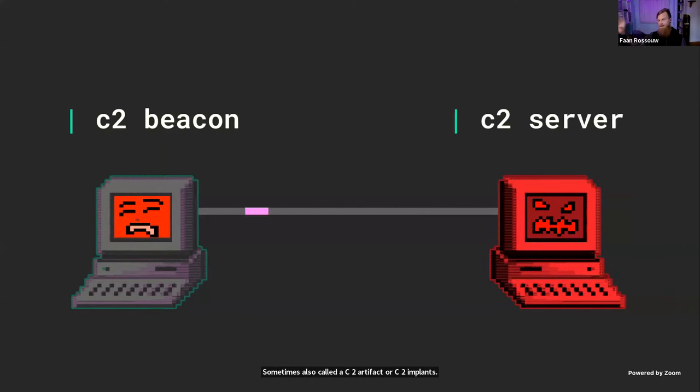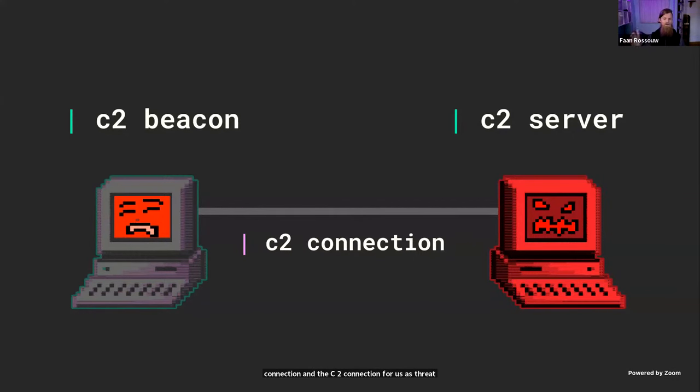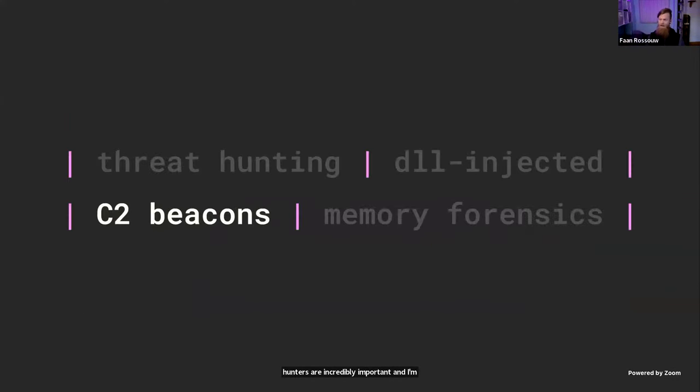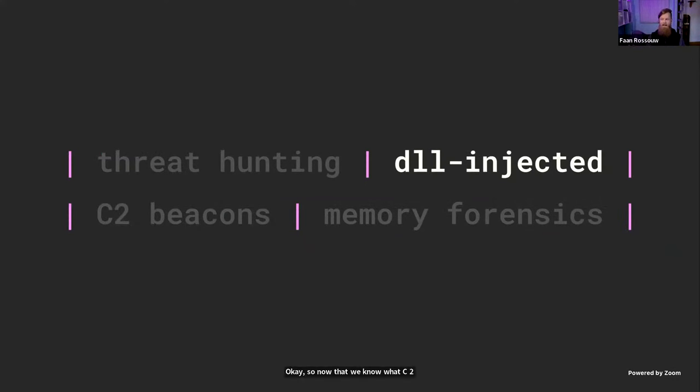And then the system, the attacker system that it connected back to, well, that's the C2 server. And I want to put special emphasis only on these two parts, because these are the two halves that facilitate the C2 connection. And the C2 connection for us as threat hunters are incredibly important. And I'm going to circle back to this shortly. Okay, so now that we know what C2 beacons are, what do I mean by DLL injected C2 beacons?